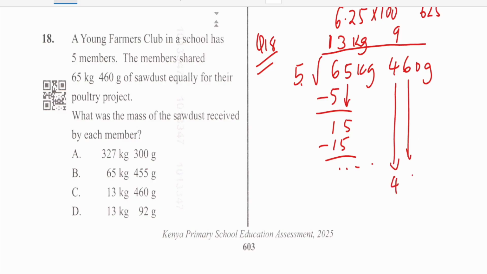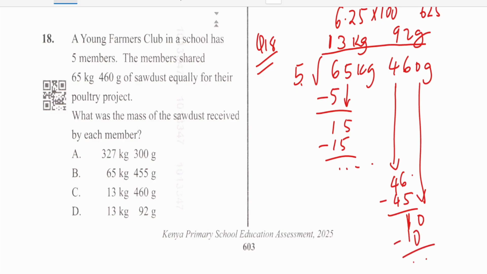So again 46, 5 goes into 46 9 times, giving you minus 45. Then drop the 0 here, a remainder of 1. Remember, 5 goes into 10 2 times. So it gives you 13 kg and 92 grams. So 5 goes into 10, we say 2 times. Let's subtract this, and therefore this is your answer: 13 kg and 92 grams.